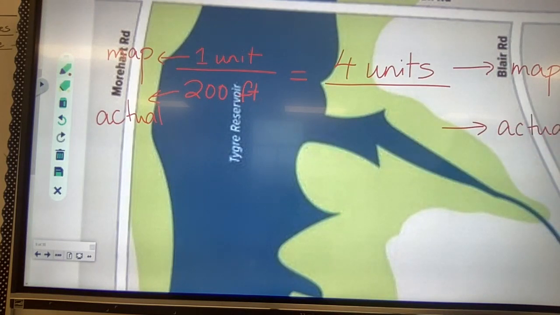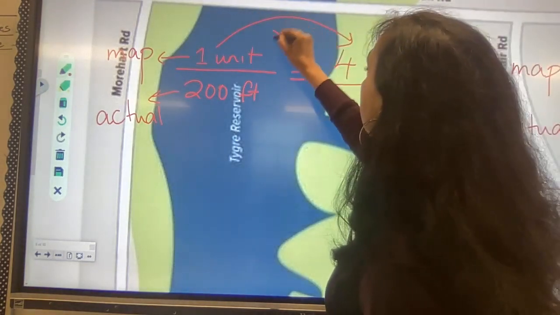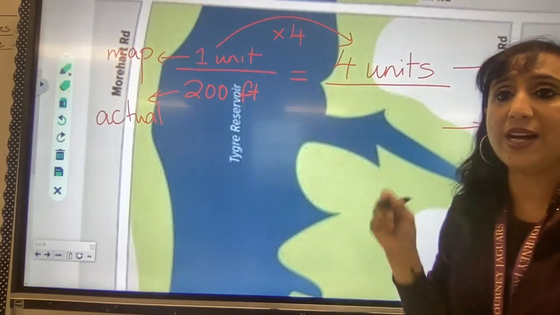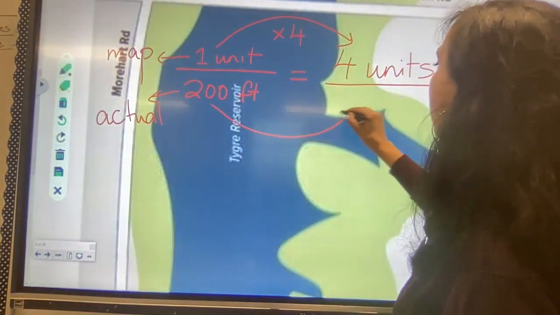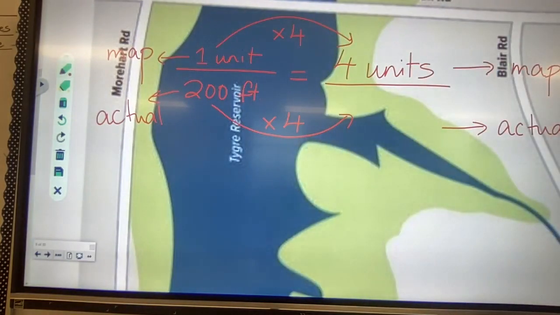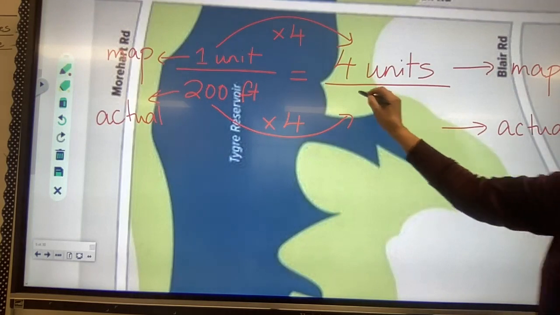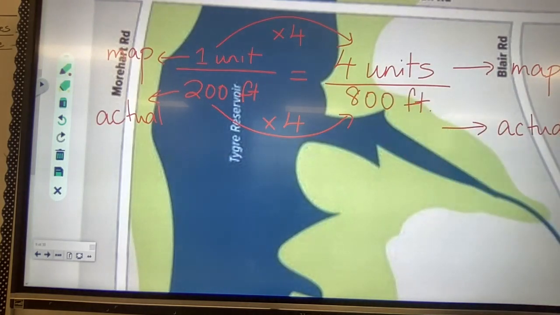And in order to calculate this, all I'm going to do is 1 times 4 gives me 4. Whatever I do to the numerator, I'm going to do exactly the same thing to the denominator. So 200 times 4 gives me 800 feet. That gives me 800 feet is the distance between that. And so that's how I can calculate the actual distance based on a scale.